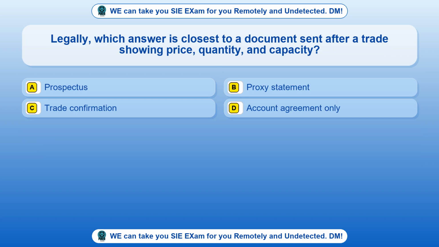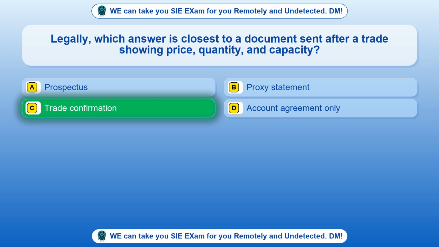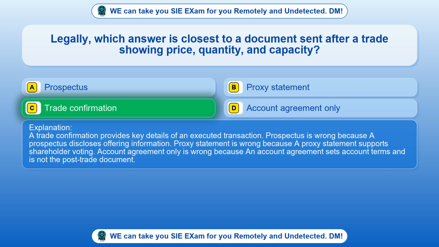Question 31. Legally, which answer is closest to a document sent after a trade showing price, quantity, and capacity? Option A, prospectus. Option B, proxy statement. Option C, trade confirmation. Option D, account agreement only. The correct answer is option C, trade confirmation. A trade confirmation provides key details of an executed transaction.